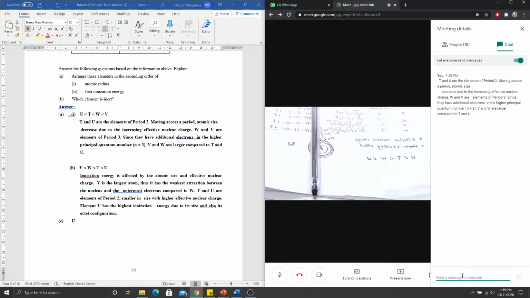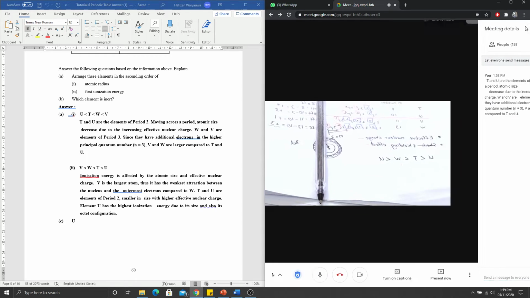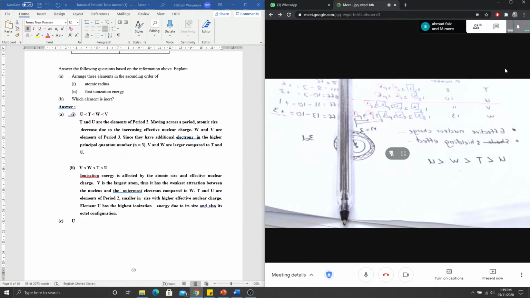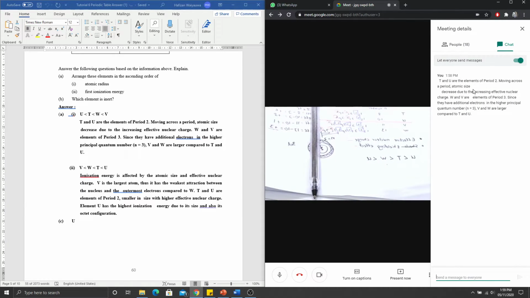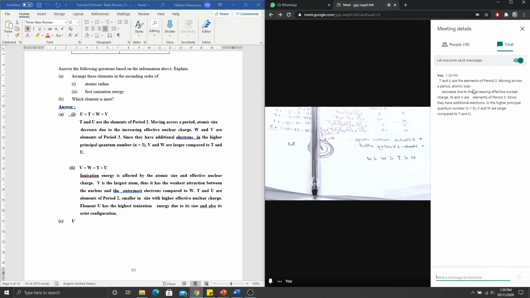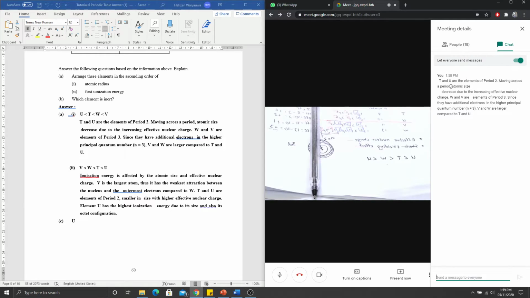Okay, this saya dah pastekan dalam dia punya chat. This is the full explanation. Okay, lepas awak tulis tu, macam saya cakap tadi, this topic you have to buat ayat. There's no other way. Okay, cakap T and U are the elements of period 2. So moving across a period, atomic size decrease sebab macam kita dah check tadi, effective nuclear charge dia increase kan. So for plus 6 to plus 8.